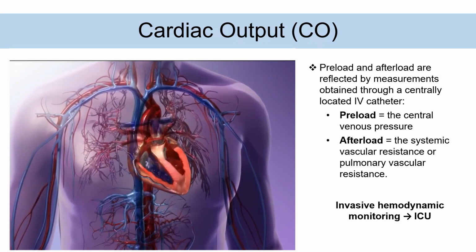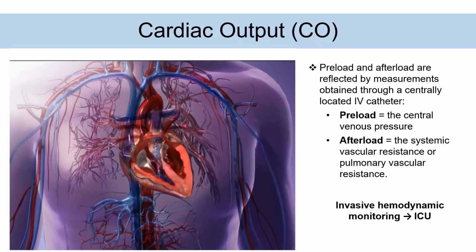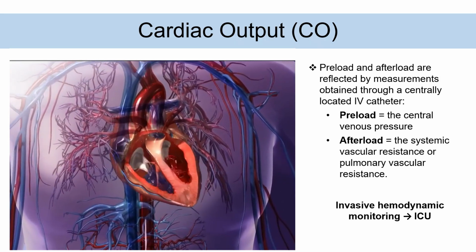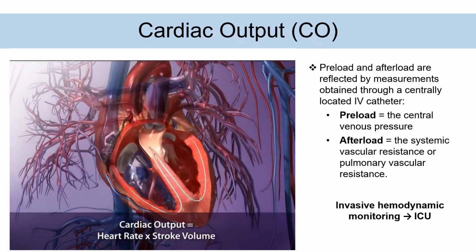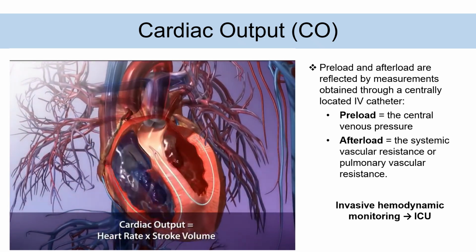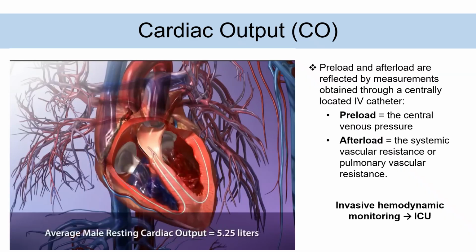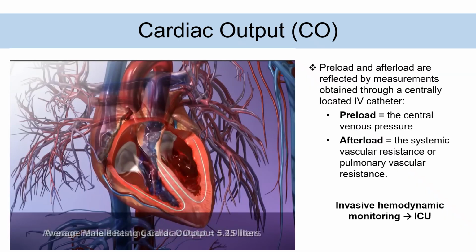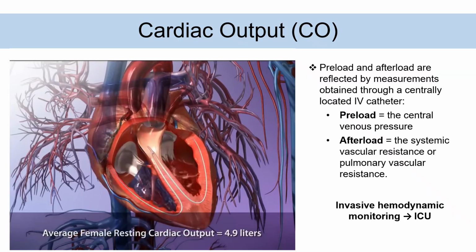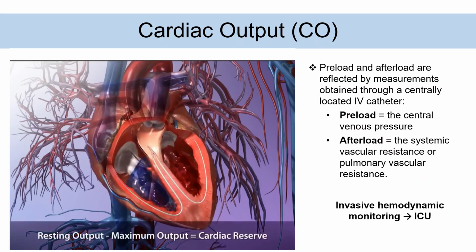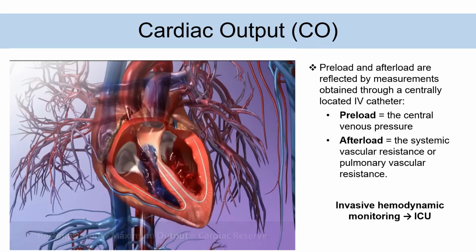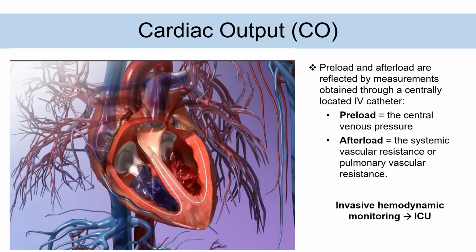Cardiac output is the volume of blood that each ventricle ejects every minute. To find the cardiac output volume, multiply the number of heartbeats in 1 minute by the stroke volume. At rest, the cardiac output for an average adult male is about 5.25 liters per minute, 4.9 liters for an adult woman. Cardiac output increases with physical activity, rising to a maximum that may be 4 to 7 times greater than the resting output. This difference between resting and maximum output is known as cardiac reserve.